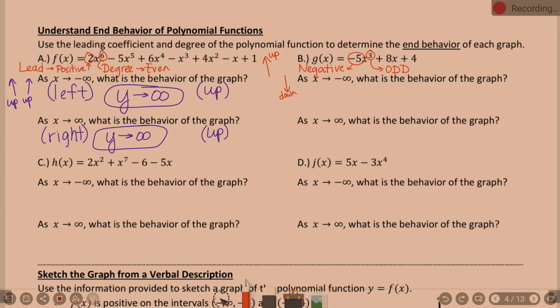Words or symbols, they're both good. But that's my visual for you. Okay.